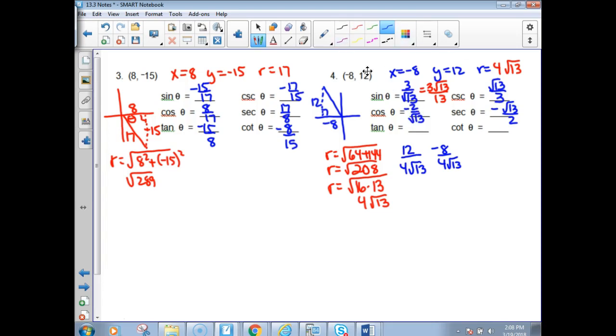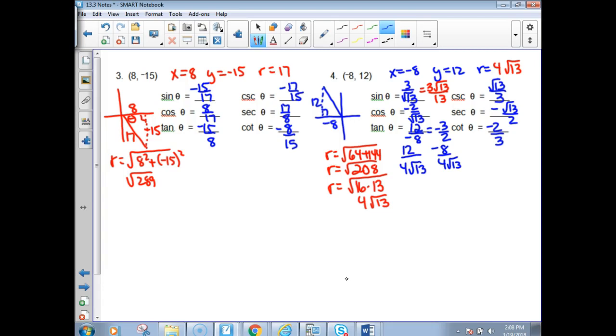And the tangent is just y over x. So it's 12 over negative 8, which we should reduce to negative 3 halves. So cotangent would be negative 2/3. That does say negative 3 halves. I don't like my negative sign. It's kind of connected to my equal sign. There.